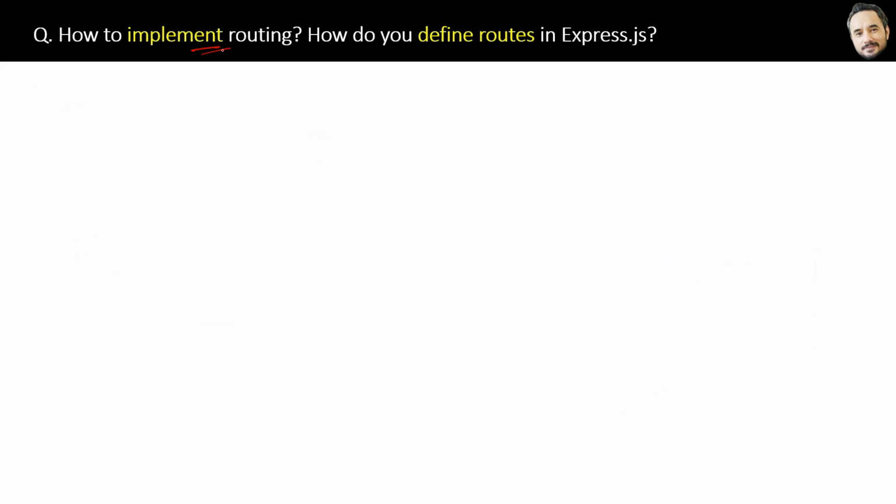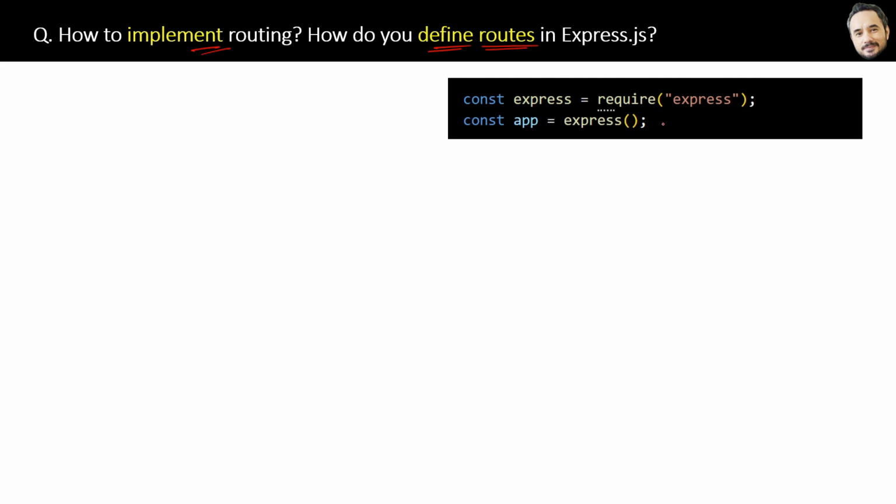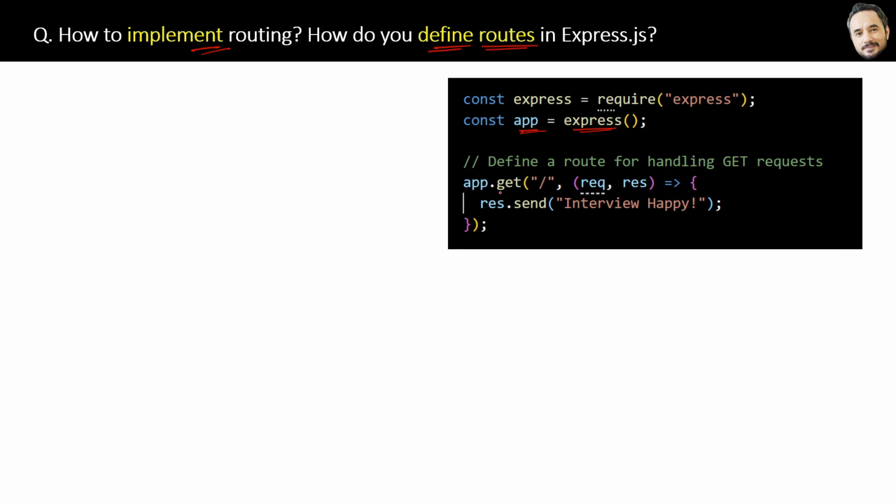How to implement routing? How do you define routes in Express? The answer is hidden in the question itself. We can implement routing by defining the routes in our application. That is the answer. Let me explain with the help of the code. First, how to define the routes. Like this, we can create an instance of the Express application. Then we can define a route for handling the GET request from the client. Here we will use app.method name. The method can be get, post, put, delete.